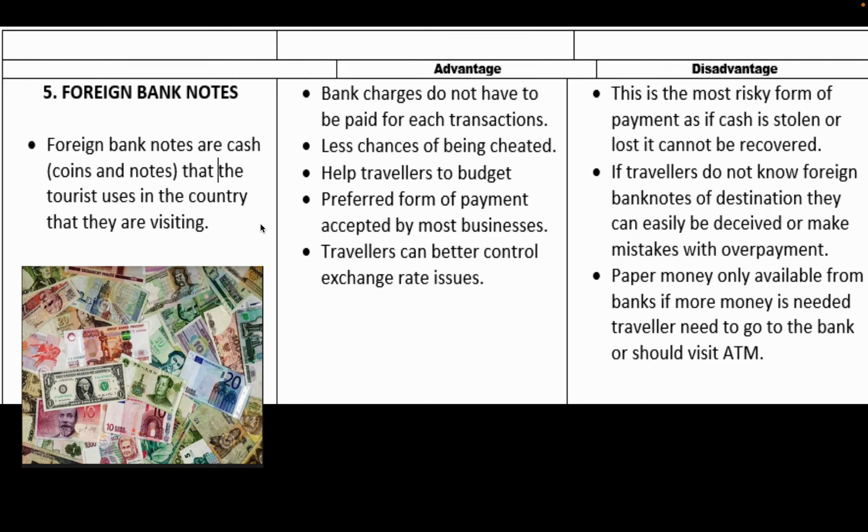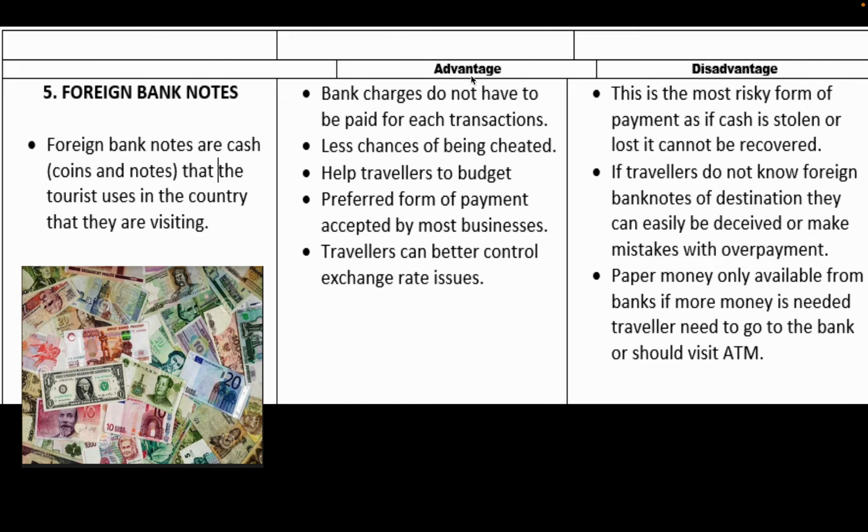Then we go to the fifth one, which is foreign banknotes. It's the notes, cash, coins or notes that the tourist uses in the country that they are visiting. Foreign banknotes are the money, paper or notes, that you use in the country you are visiting.